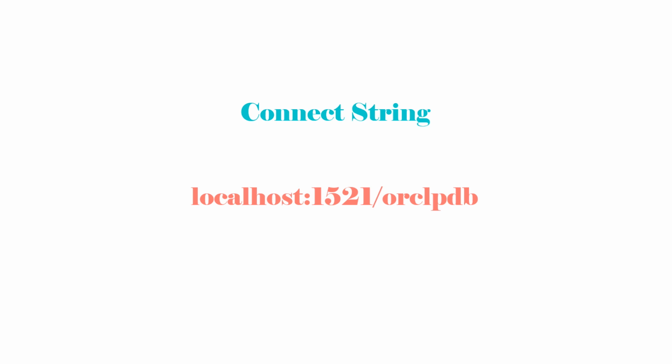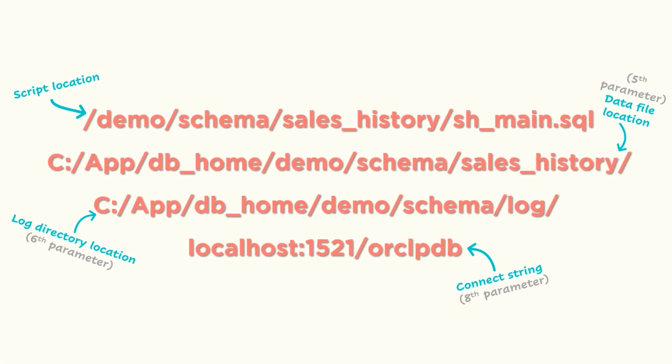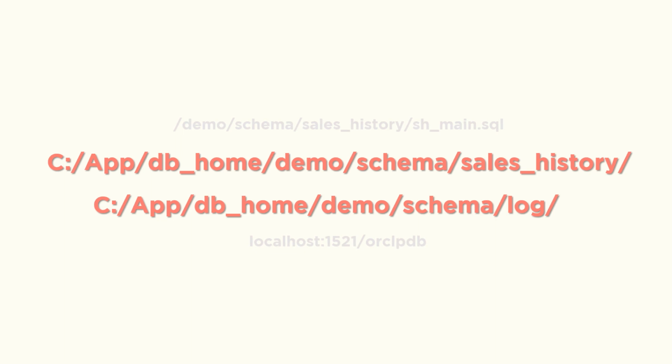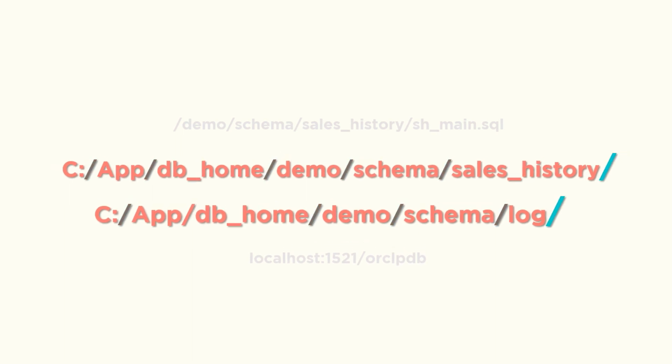Now the most important thing that you must take care of while installing the sh schema. Right on your screen are all the location paths along with the connect string which we will be using for installing the sh schema in Oracle database. While writing these location paths, make sure the data file path and the log directory path always end with a slash. Just ensure this and the installation of the sh schema will be smooth as butter.